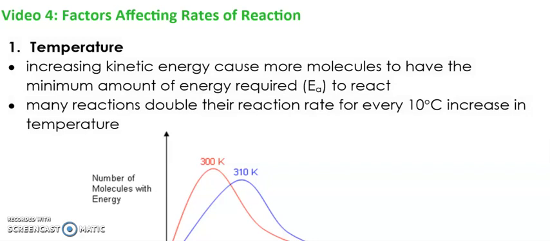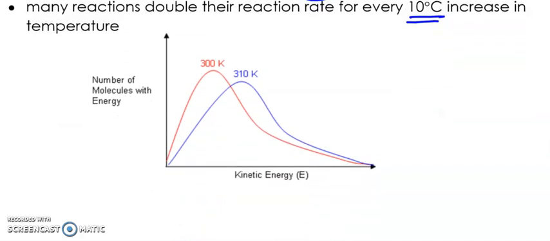Temperature increases your kinetic energy, which causes more molecules to have that minimum amount of energy required. We talked about in a previous video, that's that E sub A, your activation energy. So more molecules will be beyond that E sub A minimum. And a general rule of thumb is that for every 10 degrees Celsius increase, you will double your reaction rate.